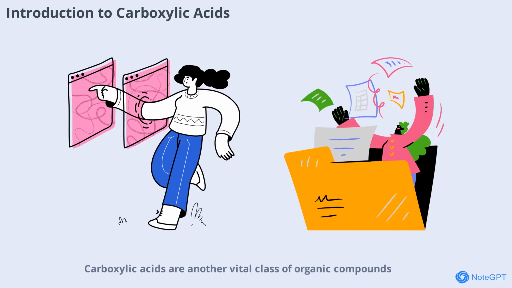Carboxylic acids are another vital class of organic compounds, characterized by the presence of a carboxyl group, COOH. This group consists of a carbonyl and a hydroxyl group attached to the same carbon atom.